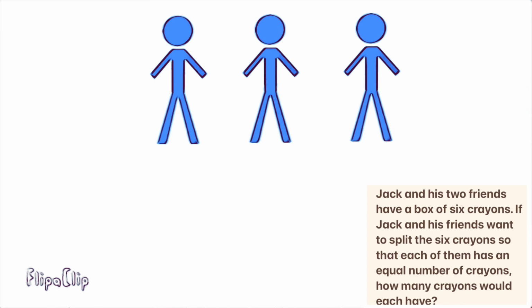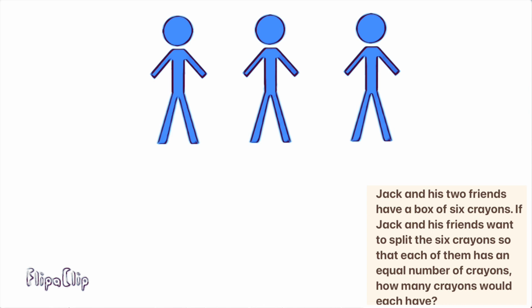Jack and his friends have a box of 6 crayons. If Jack and his 2 friends want to split the 6 crayons so that each of them has an equal number of crayons, how many crayons would each have? Okay, let's break this down.